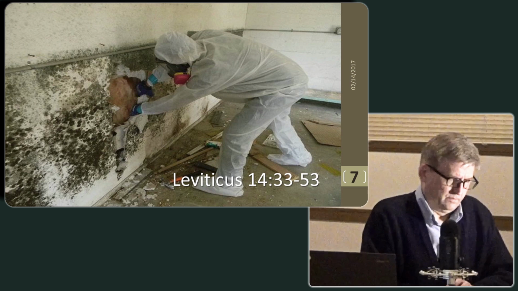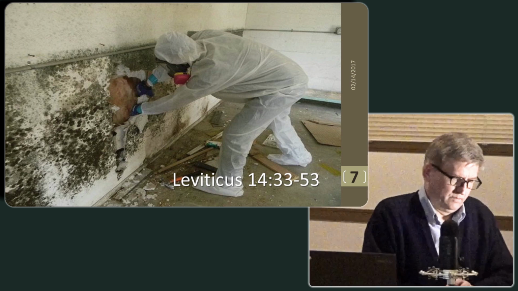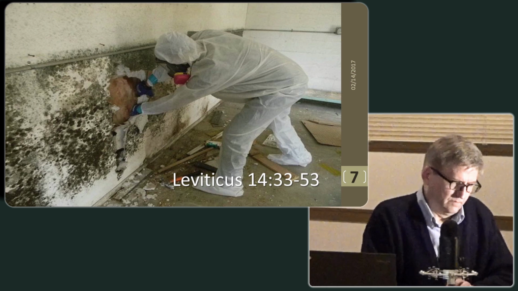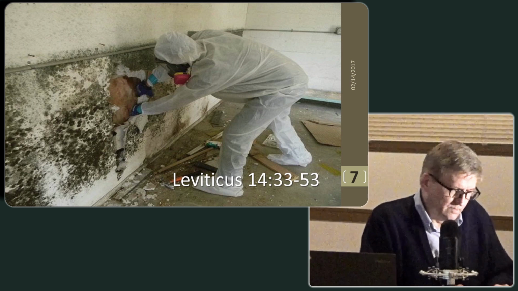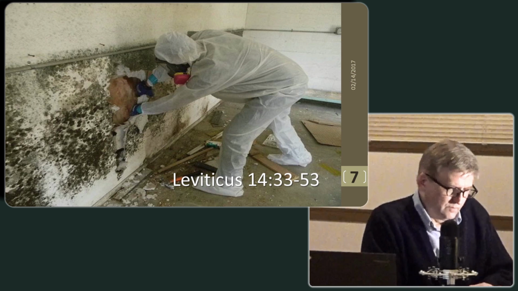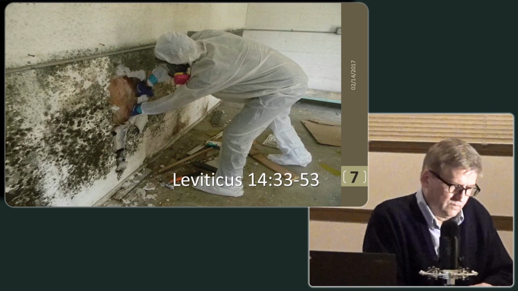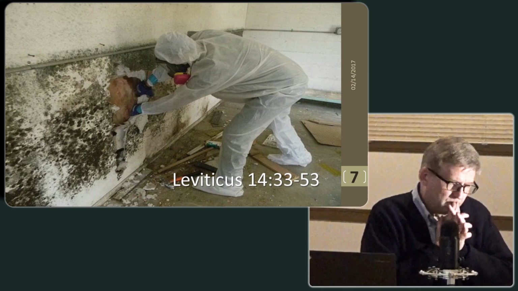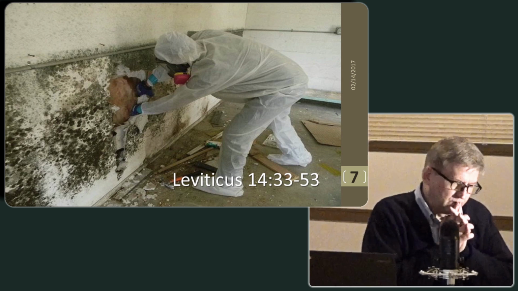But if the priest comes and looks, and if the disease has not spread in the house after the house was plastered, then the priest shall pronounce the house clean, for the disease is healed. And for the cleansing of the house he shall take 2 small birds with cedar wood and scarlet yarn and hyssop, and shall kill one of the birds in an earthenware vessel over fresh water, and shall take the cedar wood and the hyssop and the scarlet yarn along with the live bird, and dip them in the blood of the bird that was killed and in the fresh water, and sprinkle the house 7 times.